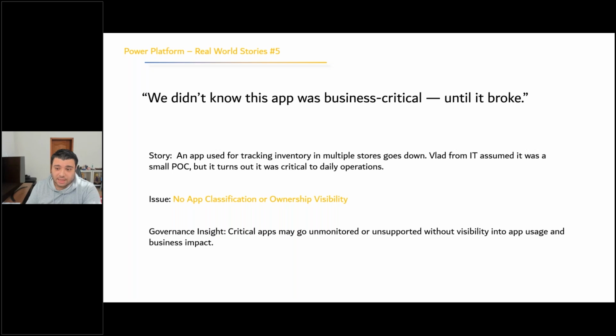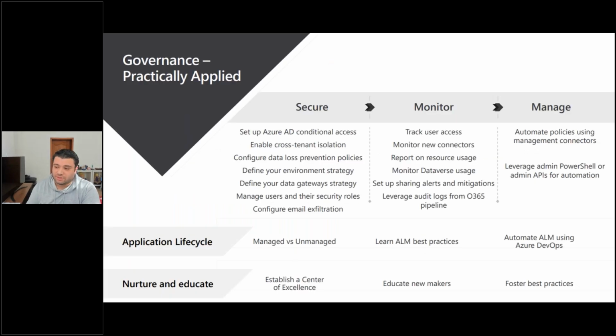This is a slide that I gently stole from Microsoft, which talks about governance and how you should set up your governance. They actually break it up into 3 pillars: secure, monitor, and manage. And then you can see on the security side, the first thing, set up the Azure AD conditional access, enable cross-tenant isolation, configure DLP policies, define the environment strategy, things that I already talked about, define your data gateways, manage user-centered security roles, and so on and so on.